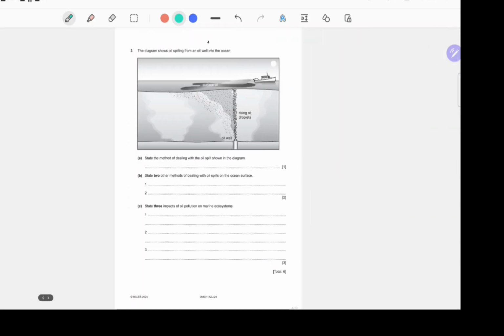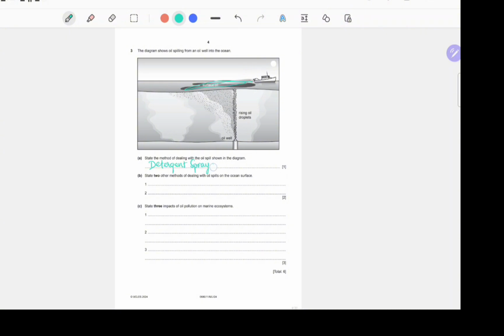Next part. Third question, the diagram shows oil spilling from an oil well into the ocean. It is in small droplet-like form, moving out. State the method of dealing with the oil spill shown in the diagram. We can use detergent spray, because the oil is being spread here, so they are using the detergent spray method.